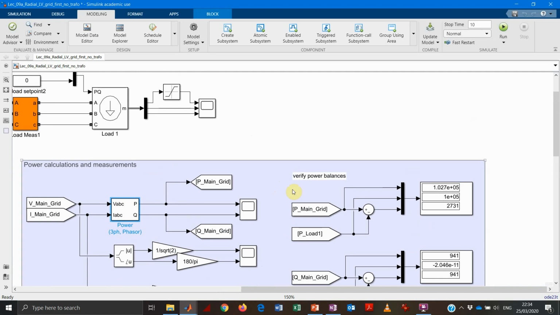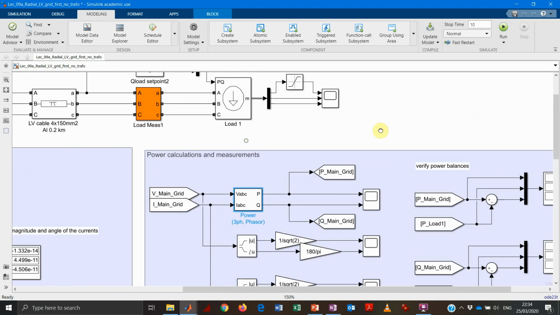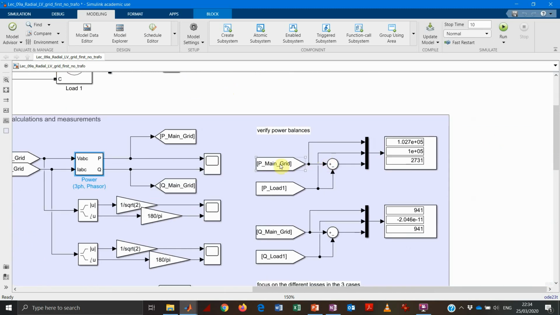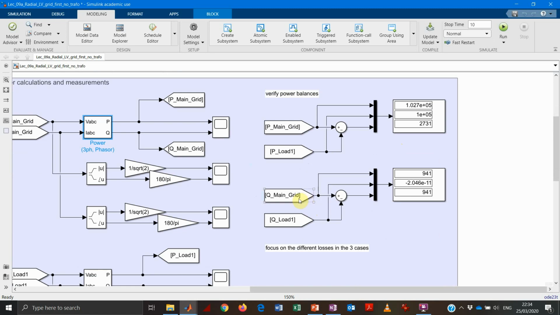Since this is a system with 3 components, I can derive what the losses are, so what is the power that is lost on this cable, by simply doing the difference between the main grid and the power on the load. So I can see what's the active power that the main grid is supplying, what's the active power the load is consuming, and of course the difference is what the cable is consuming. And the same also for the reactive power. In this case, the load is not consuming any reactive power, but since I have a current on the inductances on the cable, then I have a certain amount of reactive power which my grid needs to supply.